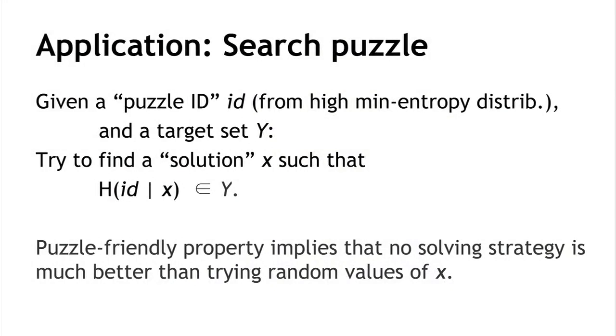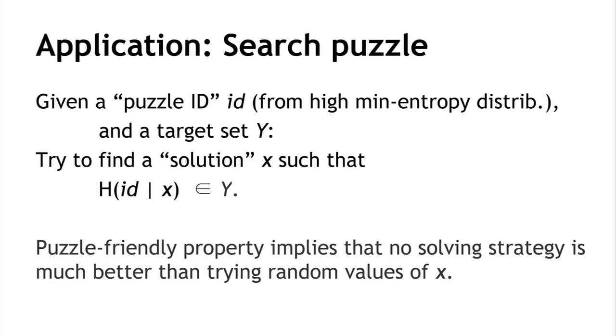To be more specific, the idea is that we're given a puzzle ID, which is chosen from some high min-entropy distribution, that is some very spread out probability distribution, and we're given a target set y, which someone wants to make the hash function fall into. Then we want to find a solution x, so that if we hash the puzzle ID together with the solution x, we get a result that's in the set y. So y is a target range or set of hash results that we want, the puzzle ID specifies a particular puzzle, and x is a solution to the puzzle.